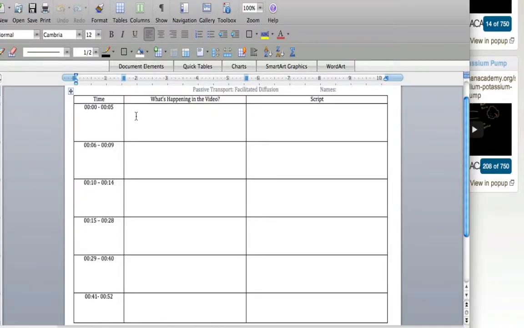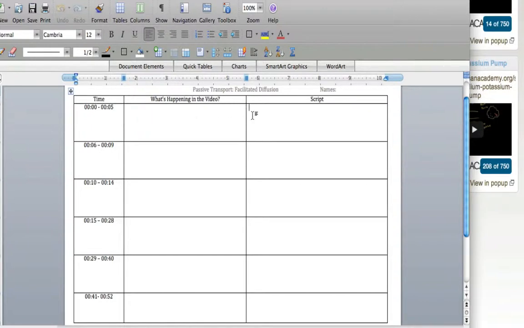And this part didn't need to use academic vocabulary. They could be as simple as there are orange blobs or orange balls that are attaching to something and going inside of this cell. And that could be what they write for what's happening.